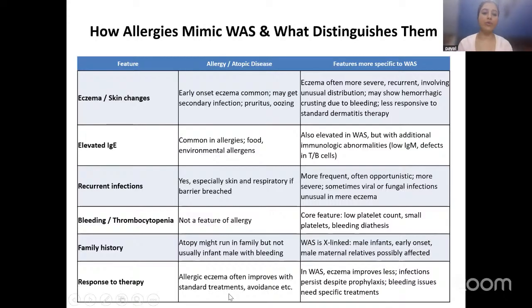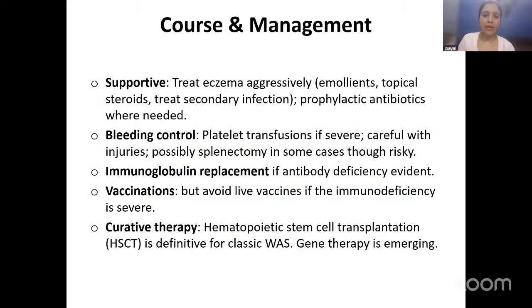Response to therapy: you give them avoidance to a particular allergen, you give them emollients, you give them steroids, they're going to respond well. If it is an immunodeficiency, whatever you do, they're not going to respond well. So yes, this is not a class on immunodeficiency. We are trying to look at what are the red flag signs. But just to complete my talk, you have to treat eczema by steroids, treat the secondary infection, control the bleeding.